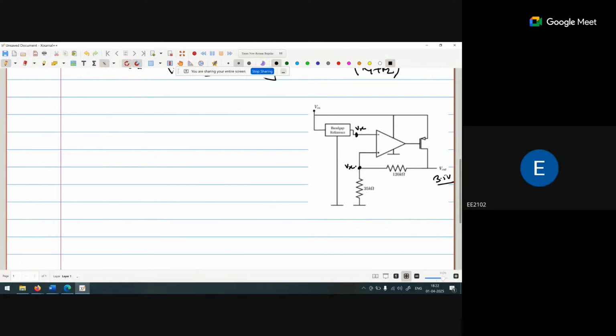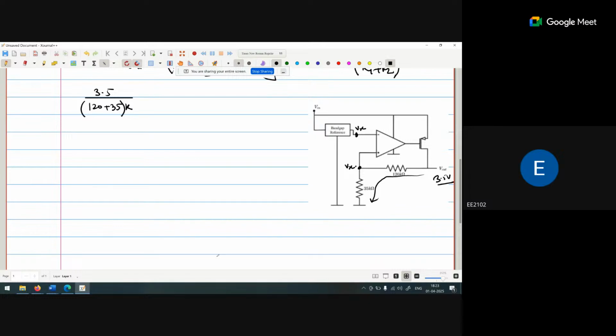So apply the virtual ground concept. So the Vx at both points will be the same. Now, if this is 3.5 volt, what is the current flowing from this one? It is 3.5 divided by the resistance, and total resistance is 120 plus 35.